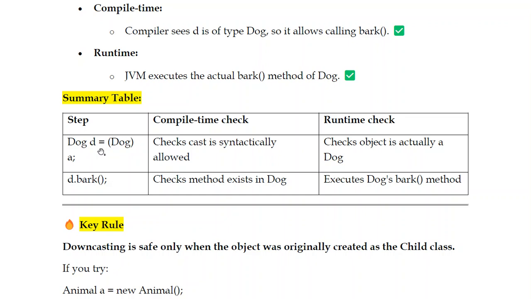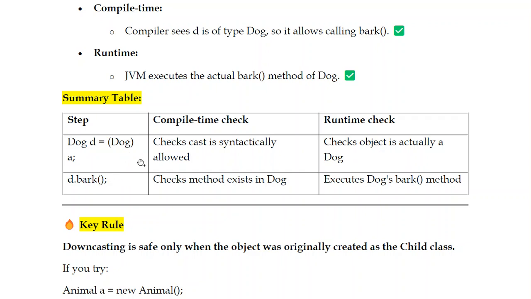Compile time check for Dog d = (Dog) a: it checks whether the cast is syntactically allowed, or correct or not. As per the syntax, it is right. The promotion type should be present, and the parent class reference variable should be present. Yes, it is present. At runtime, what will happen? It checks whether the object is actually a Dog, that is, whether the runtime object is a child class or not.